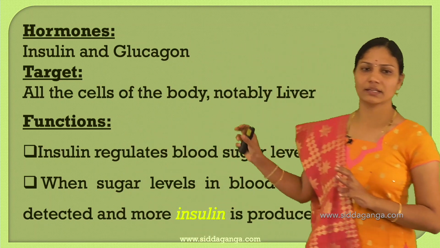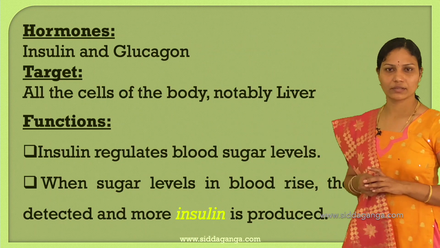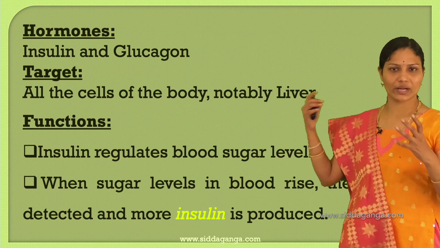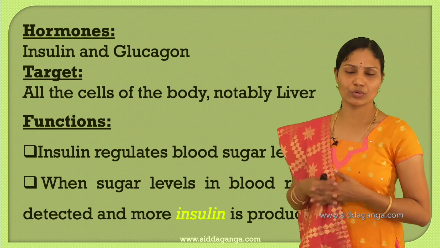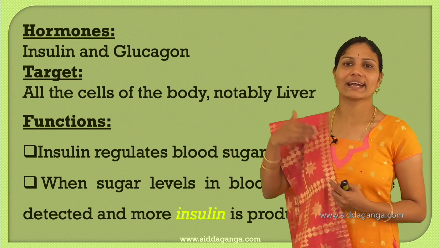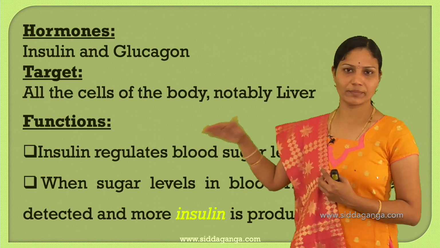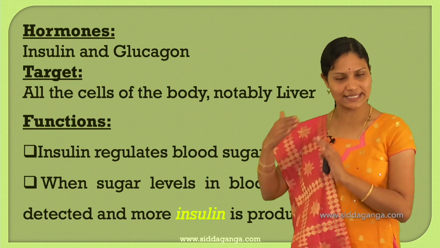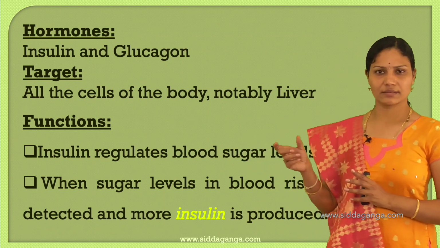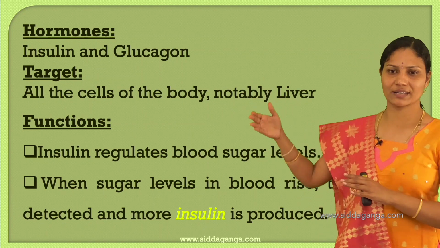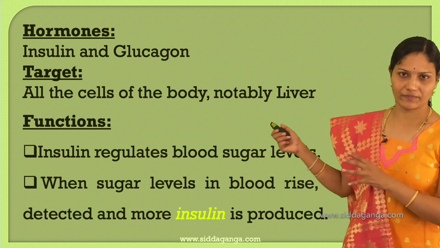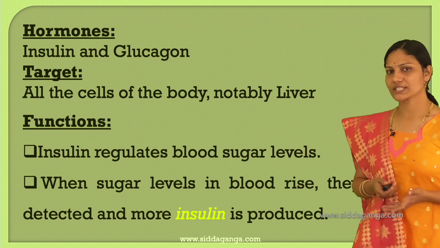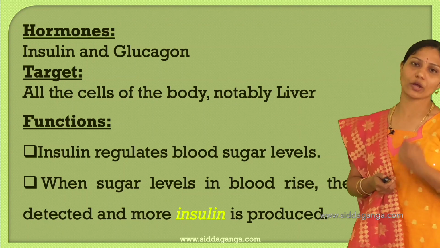So notably the liver is the target organ, and of course every cell requires glucose, and every cell has to accept glucose for the activity of every cell. So all the cells of the body are the target cells. Notably liver, I'll tell you in the next picture, you'll understand why I have mentioned liver here. So hormones are insulin and glucagon.